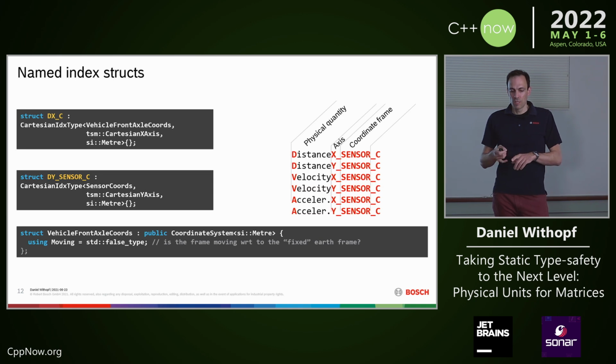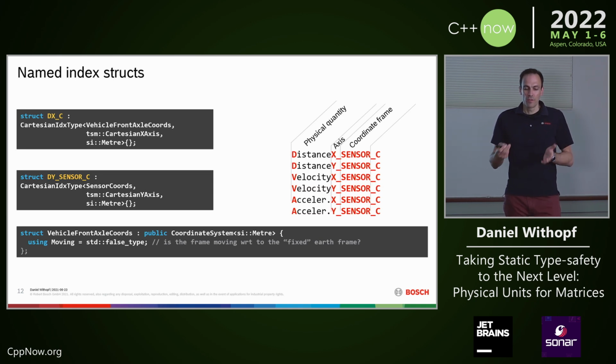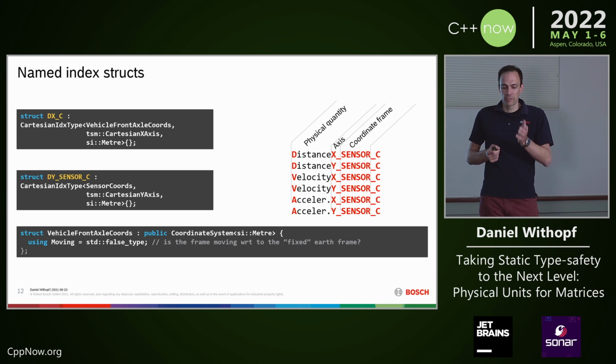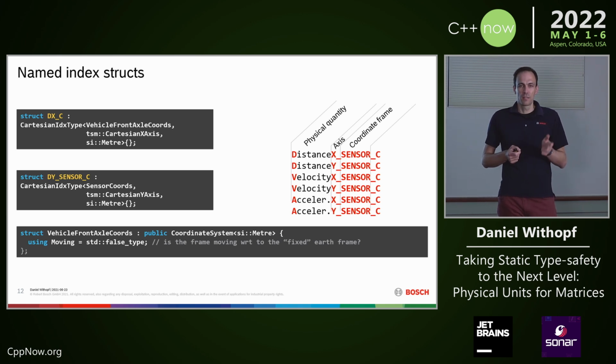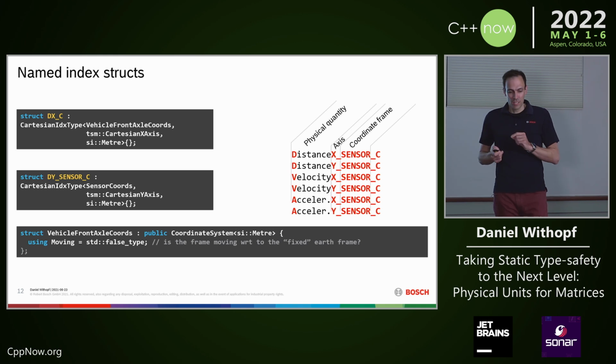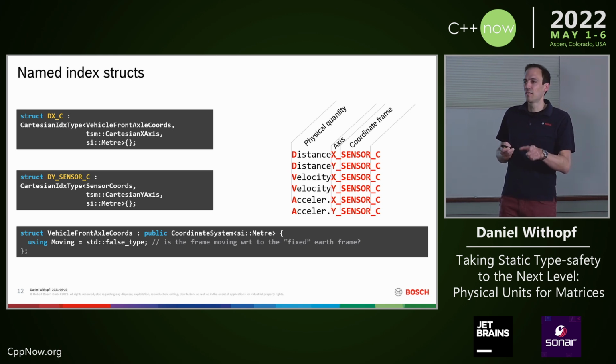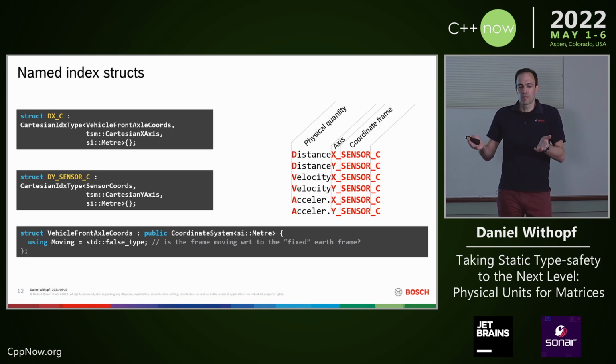As a general rule, how I construct these index names, there are 3 parts of the name. The first part is the physical quantity: distance, velocity, acceleration. The second part is the axis: x, y, z axis. And the last part is the coordinate frame. Now, if you paid close attention, you might have noticed that DXC does not contain a mention of the coordinate frame. I did that because the vehicle front axle coordinate frame was the standard frame in our application, and as you have to type that fairly often, I left out the name there. So that's a convention for the users.